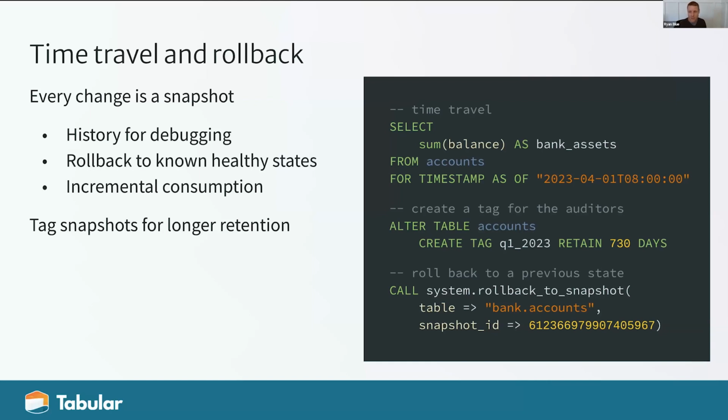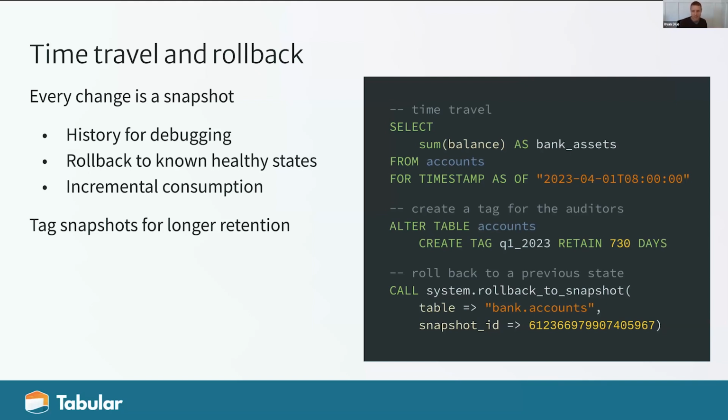So, we can time travel very easily, as we see here. You just add for timestamp as of some time, and you'll go back to the table state as it was at that time. The other really cool thing is, if you want history that's longer than the default window of changes that we keep around, you can actually go and name some snapshots and say, okay, keep this for 2 years. Create a tag that was Q1 2023. Those are the financial tables that we're auditing, and we want to retain those for audit purposes for 2 years. And you can retain the exact copy of data, and it's that easy.